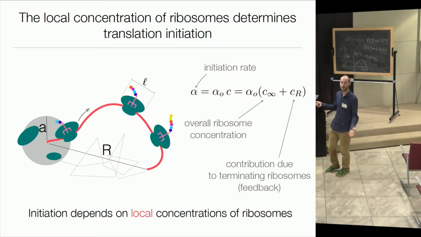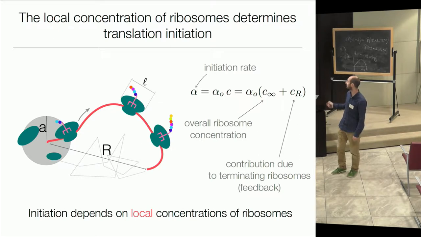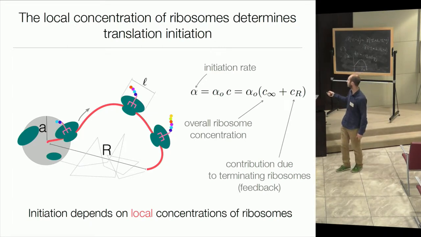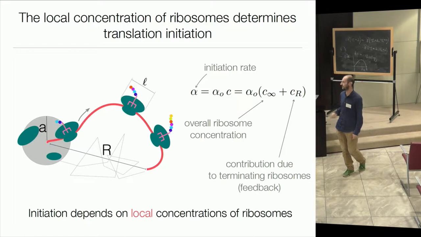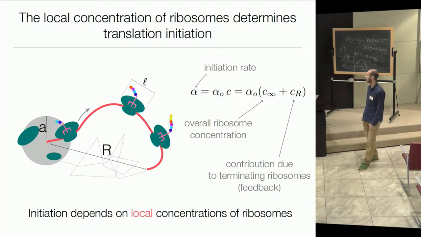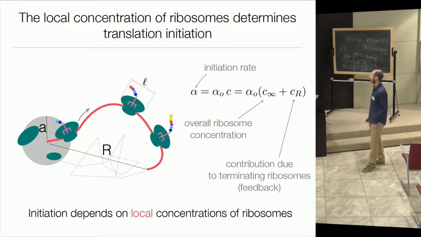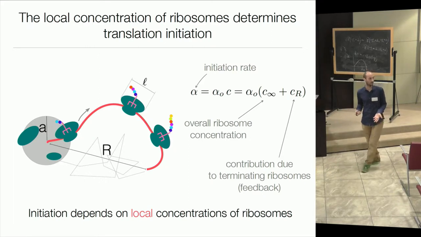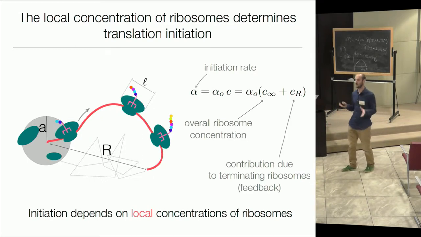So that's what I told you before. The initiation I can write as a rate constant times the concentration of ribosomes. But now let's make a very rough approximation. I can divide this concentration into a global mean-field concentration, C infinity, and the contribution due to terminating ribosomes, C_R. That is going to determine the feedback between the end and the beginning of the chain. The important point is that initiation will depend on the local concentration of ribosomes. If the contribution of termination is of the same order as the overall ribosome concentration, then you might have an important effect. And actually, that's the case. If you do just a back-of-the-envelope estimation, you will find that C infinity and C_R are of the same order of magnitude.